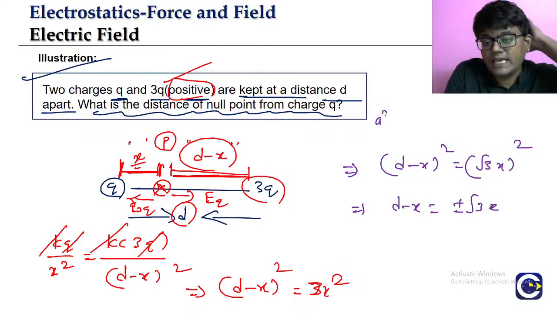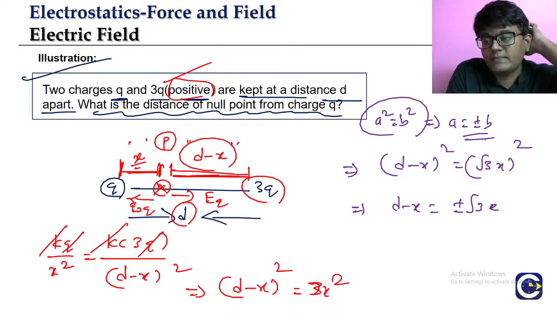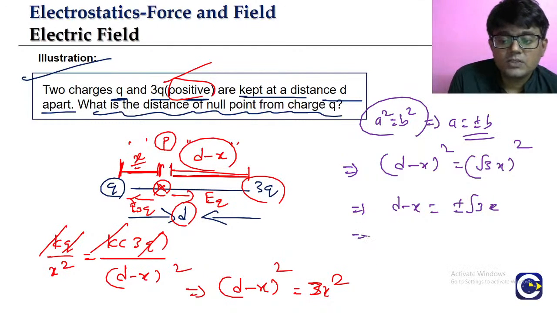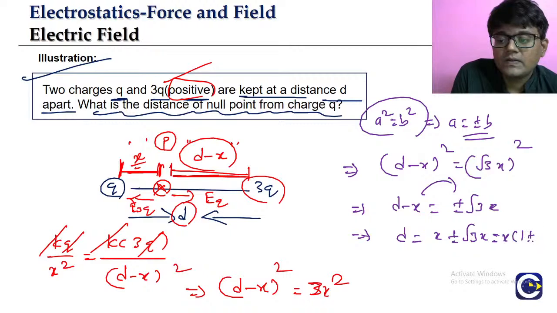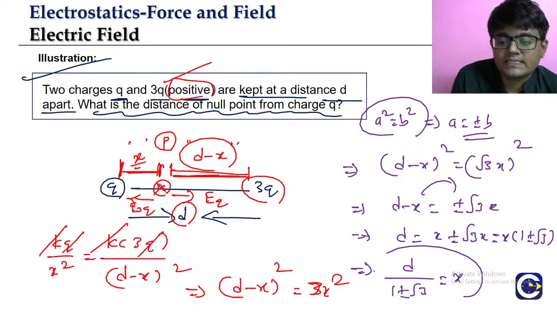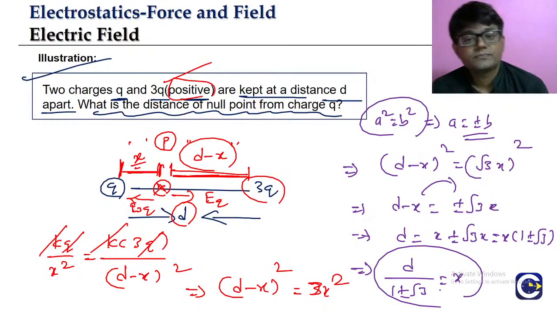Is that right? If we say a square is equal to b square, from that we can say a is equal to what? Plus or minus b. So now look, d is equal to, this minus x going to the other side, it will be plus x. x plus or minus root 3x. 1 plus or minus root 3. Look, d divided by 1 plus or minus root 3 is equal to x. That is the value of x. What is it? d divided by 1 plus or minus root 3.